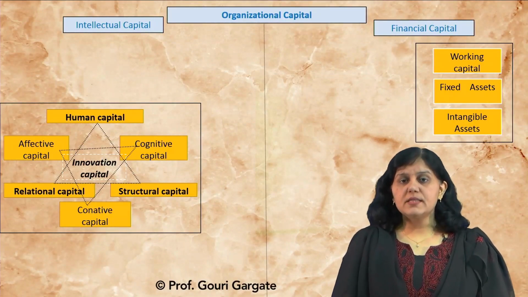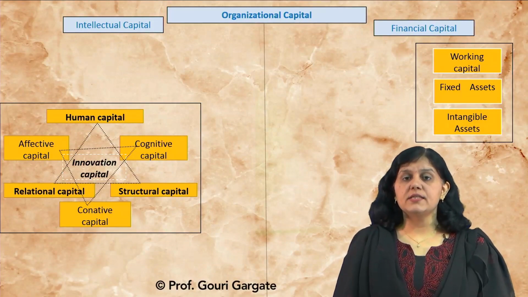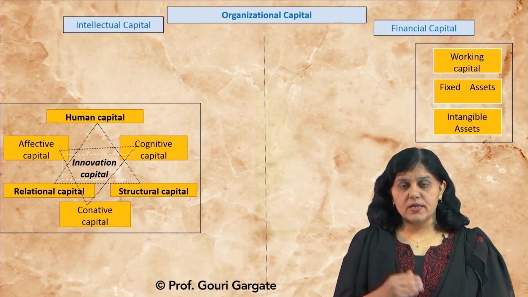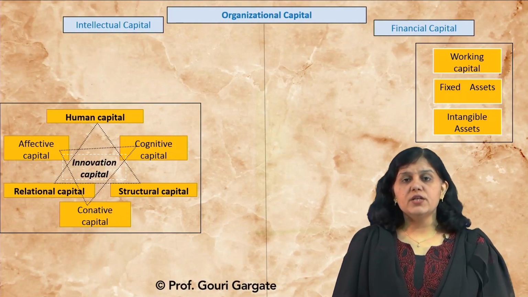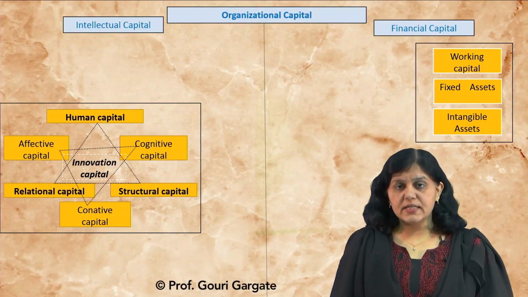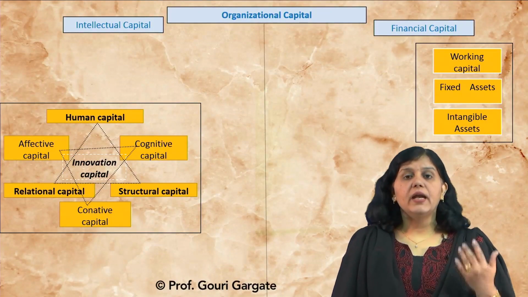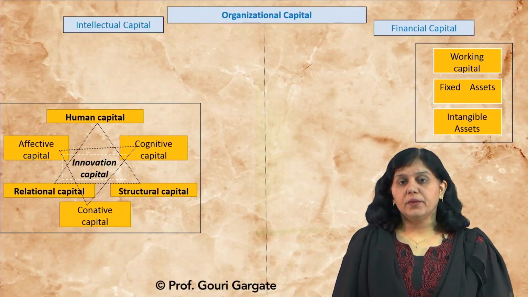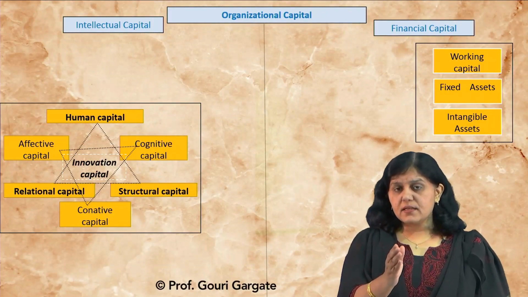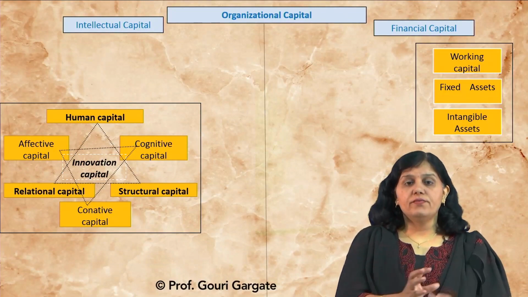The other side, whatever you are seeing on the screen, is the financial capital side. What is included there? It shows that there is working capital, then there are fixed assets, and then there are intangible assets, right? Now, this is the outcome of your activity.